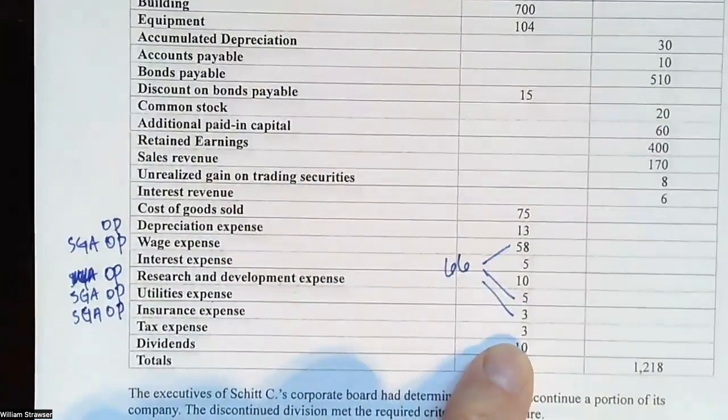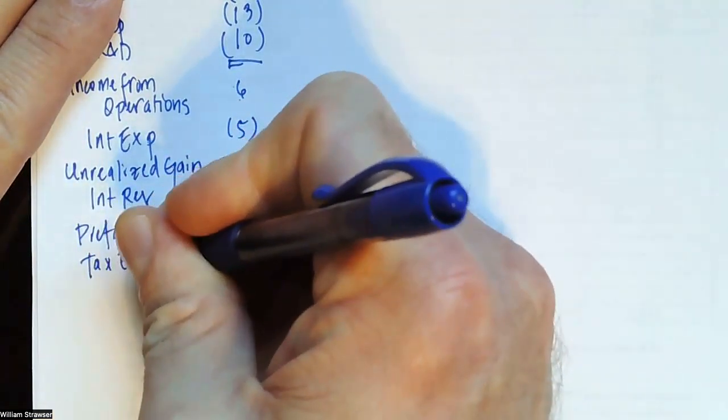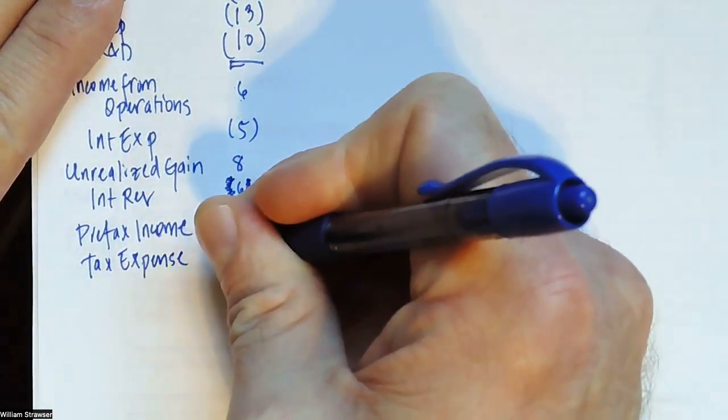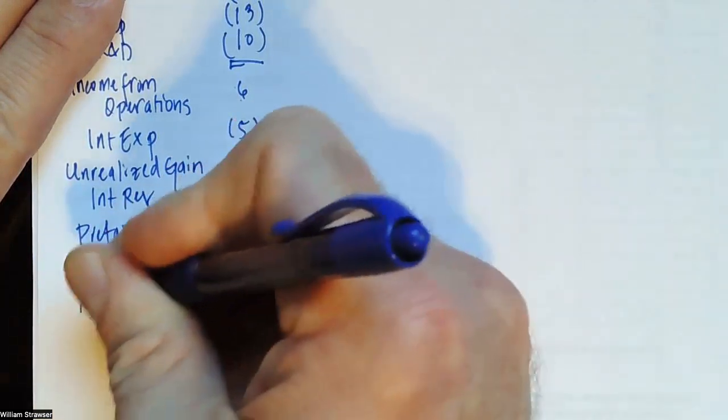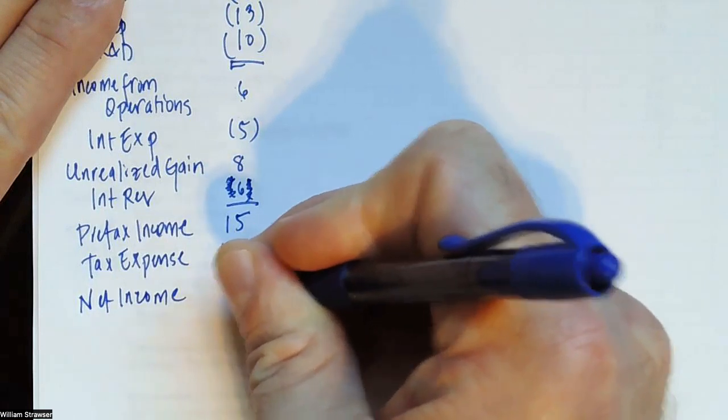So now we have to apply a tax expense. The tax expense is already given to us at $3, or 3,000 in this case. These were listed in thousands. Then we have tax expense of 3, which leaves me with net income of 12. Now, the tax expense was given to you. You weren't given a tax rate.